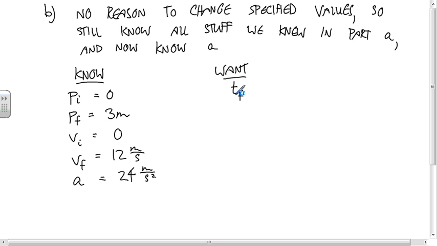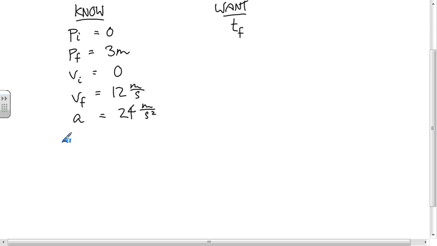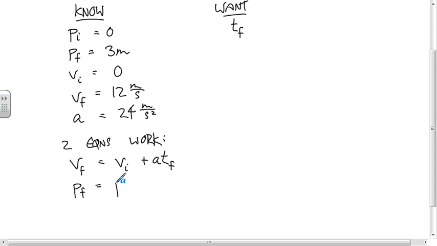So of those three equations, which one has time final in it and everything else in it appears here? 4 works. I think 5 works too, right? So 2 equations work. V final is equal to V initial plus A T final. And also P final is equal to P initial plus V initial TF plus 1/2 A TF squared.